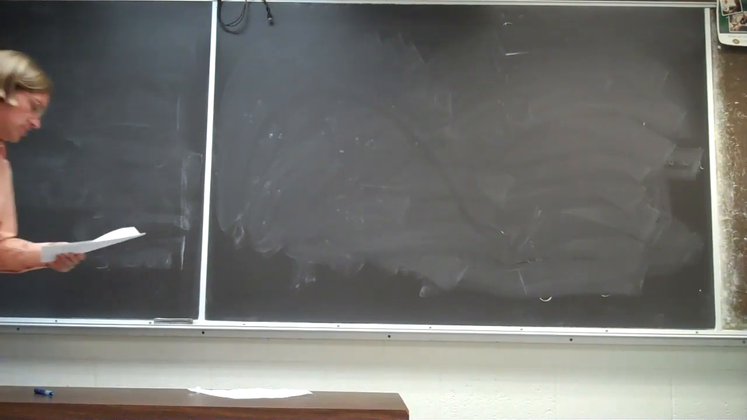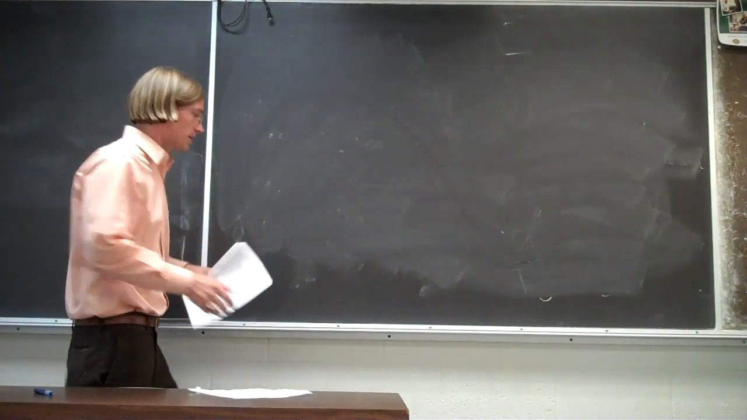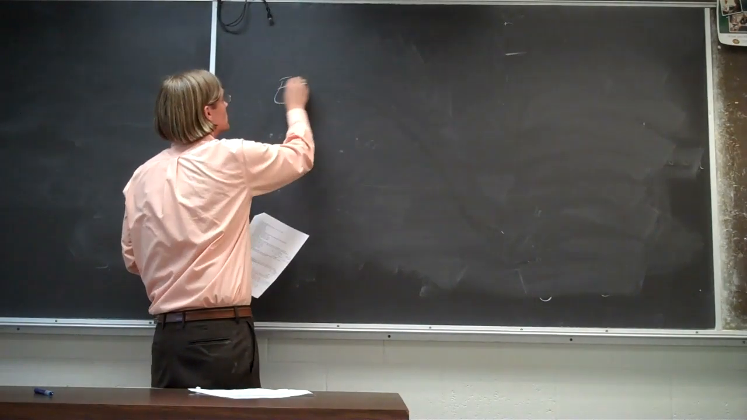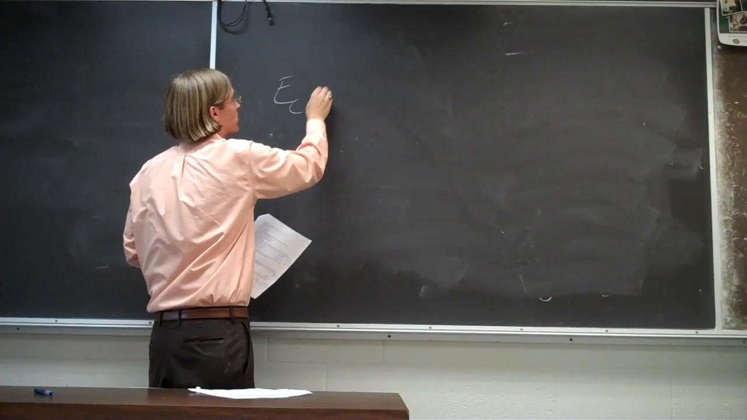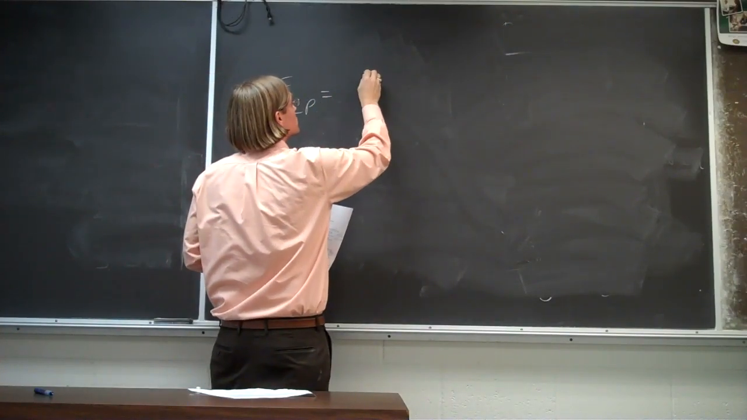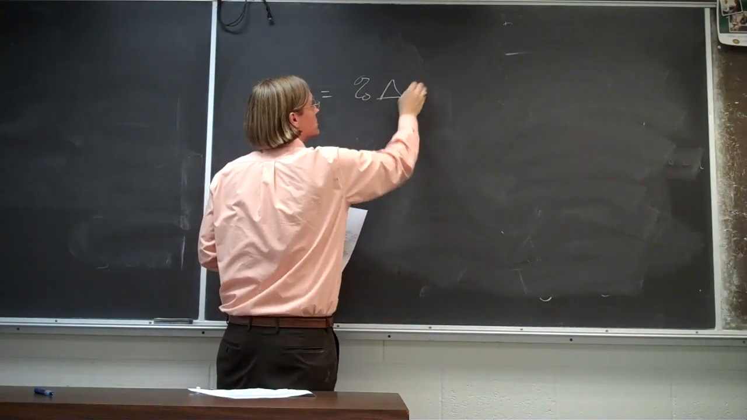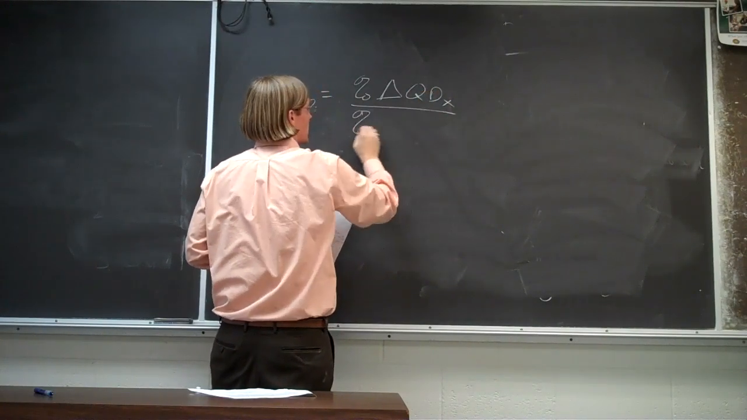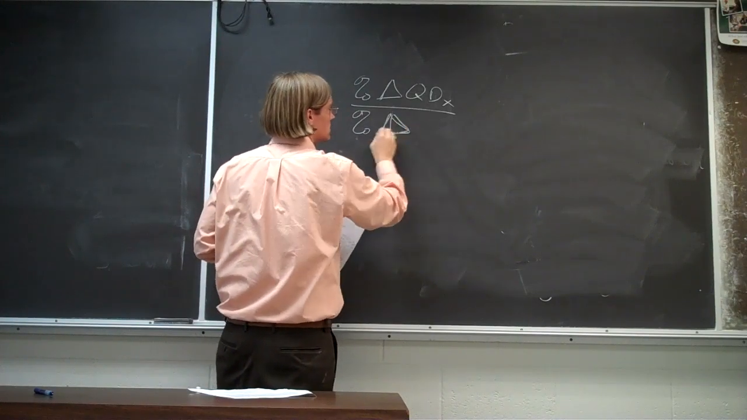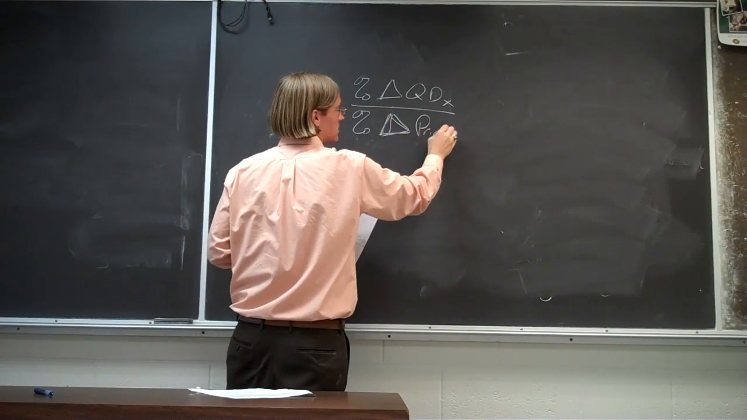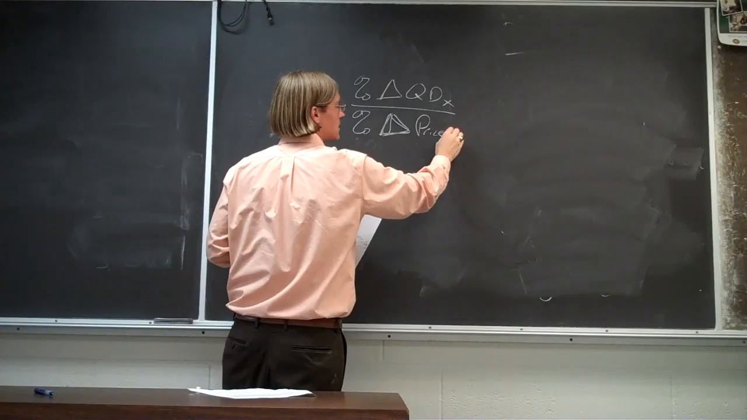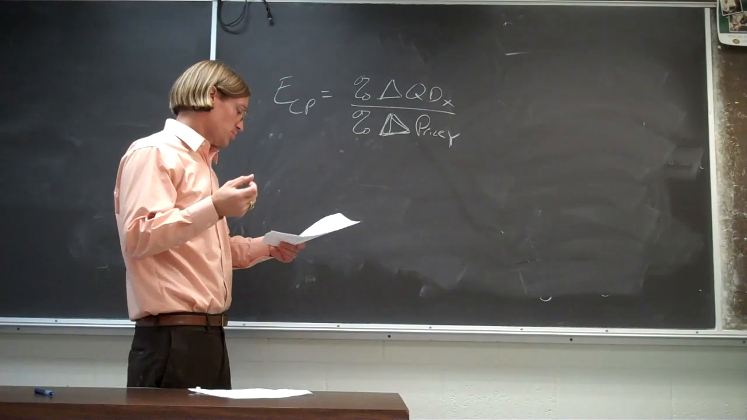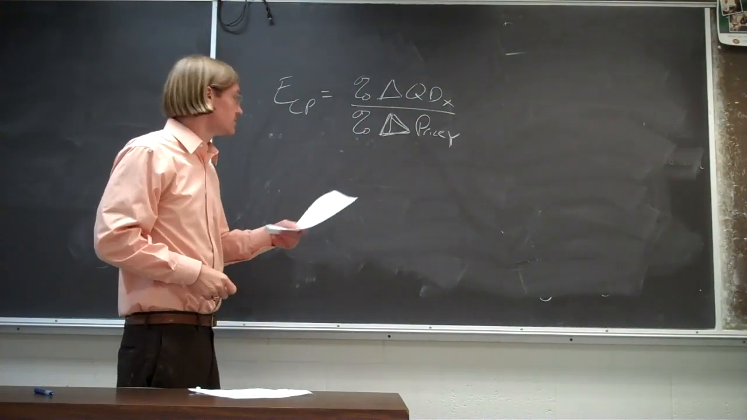Let's go over an example dealing with cross-price elasticity. The coefficient of cross-price elasticity is equal to the percent change in the quantity demanded of good X divided by the percent change in the price of good Y. So let's say we're dealing with two products, pork and sauce.